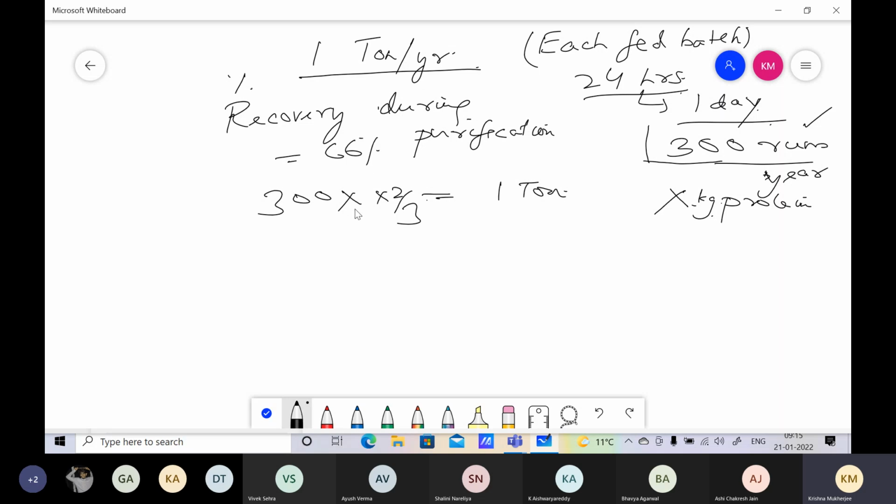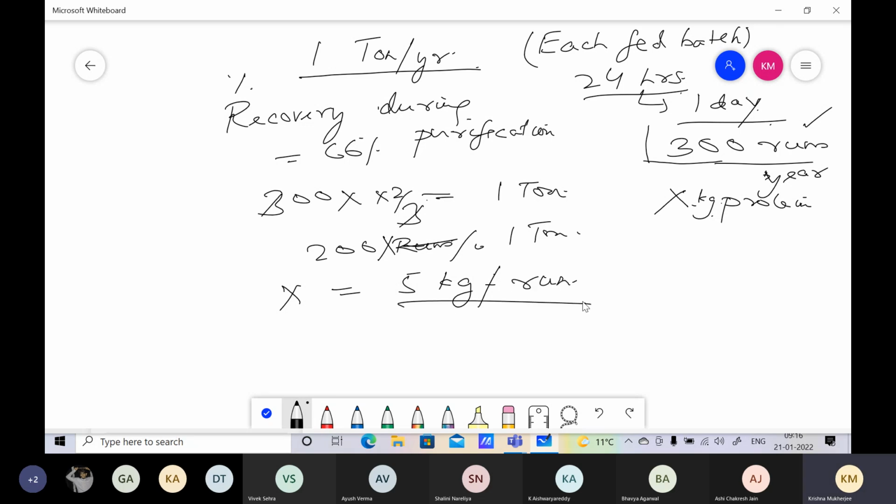I'm just making some easy assumptions. All of these are wrong. So really that becomes 200x actually. I should not say 200 runs. Actually it's 300 runs, and each of these is producing X. So 2/3 into 300x, 200x is equal to 1 ton. So therefore X is equal to 5 kilograms. Sorry, 5 kilograms is the final product per run after 66% purification recovery.